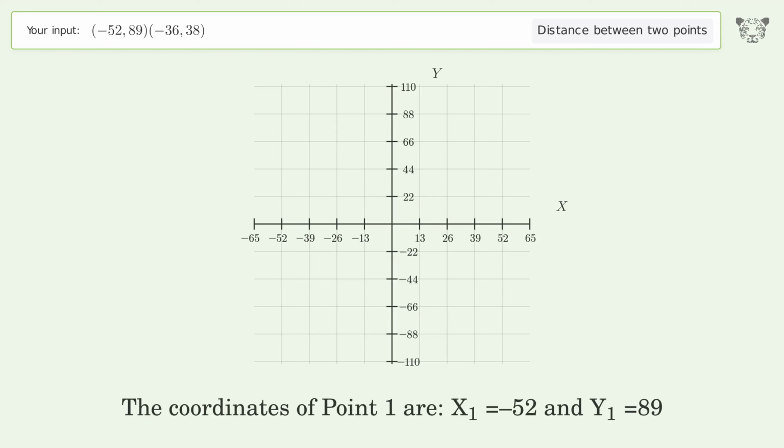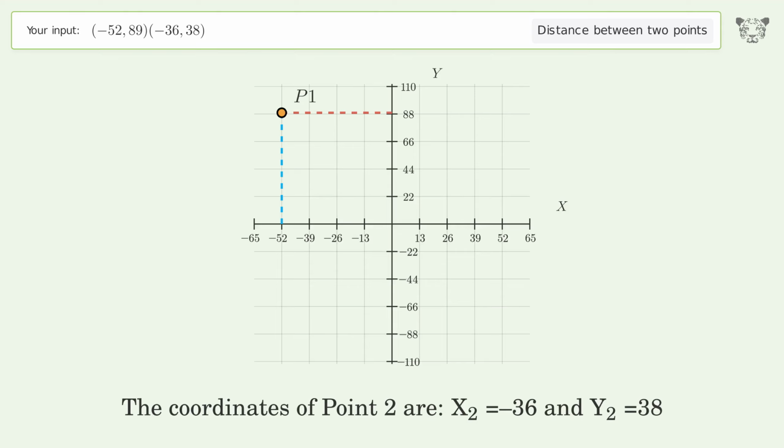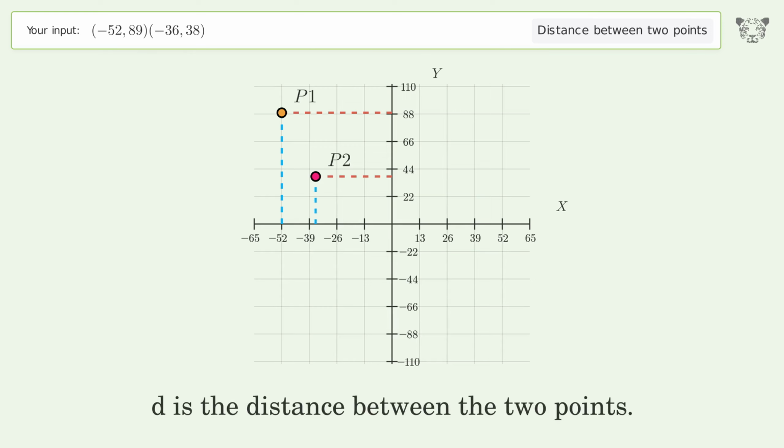The coordinates of point 1 are x1 equals -52 and y1 equals 89. The coordinates of point 2 are x2 equals -36 and y2 equals 38. D is the distance between the 2 points.